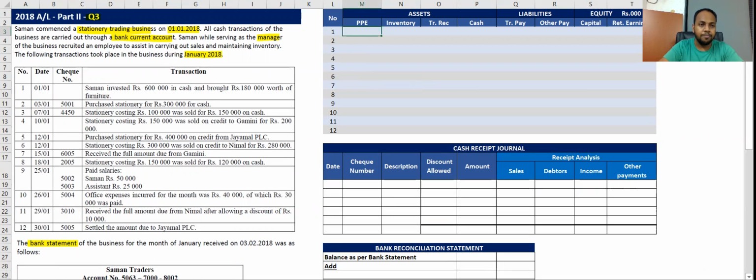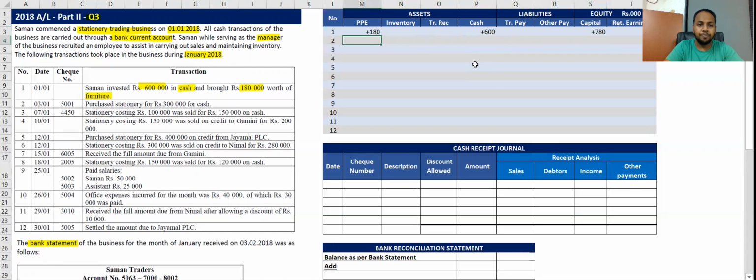Okay, transaction number 1. What is transaction number 1? Someone invested 600,000 in cash and brought 180,000 worth of furniture. So he has invested cash. Cash will increase by 600. And the furniture is a PPE, property, plant, and equipment. It will increase the PPE by 180. So total, his capital will increase by 780. Right? So the total cash plus equity is 780. Capital will increase by 780.